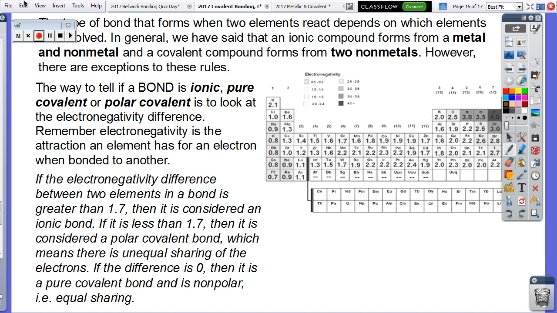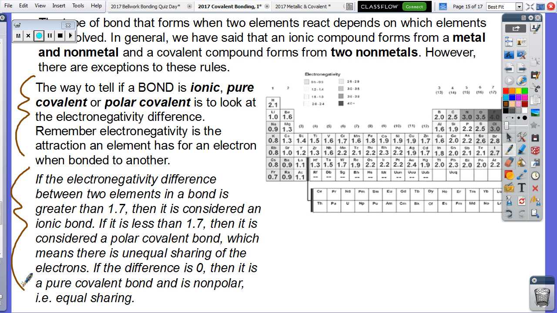A polar bond, to be able to tell, you have to have an electronegativity table like the one pictured here in your notes. I would not ask you to memorize this table, but you do need to know how to use it to tell if a bond is actually polar or not. So to tell, there's a little section right here that tells you if a bond is ionic, pure covalent, or polar covalent. You look at the differences in the electronegativities of the atoms that are attached by that bond. So the scale is right here.